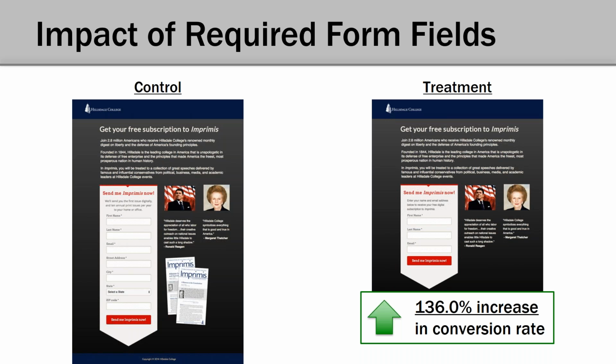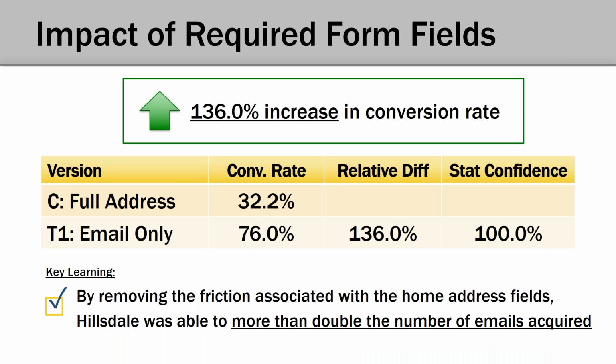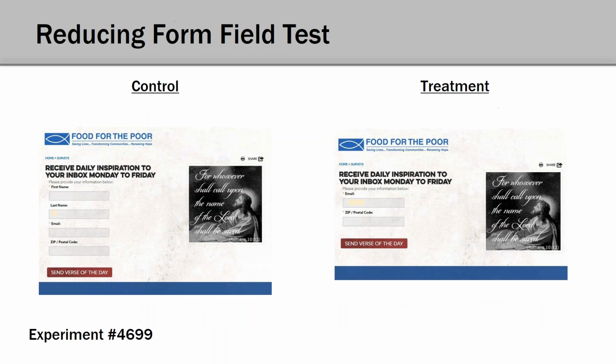But what's clear from this example and from this specific experiment is by reducing the number of form fields, we can see significant gains in conversion. So from a 32.2% conversion rate to a 76% conversion rate. So these are decisions you may want to make as an organization, but these are different things that you can use to test on your email sign-up offers.